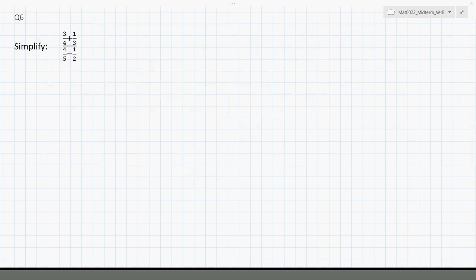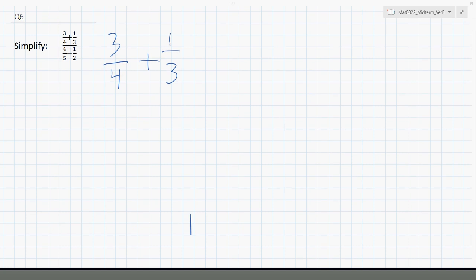So we're going to start here with question 6. They want us to simplify 2 different sets of fractions over each other. So we're going to work with one half, and then we're going to work with the other half. I'm going to start first with the 3 over 4 plus 1 over 3. And I need to find a like denominator between the two.